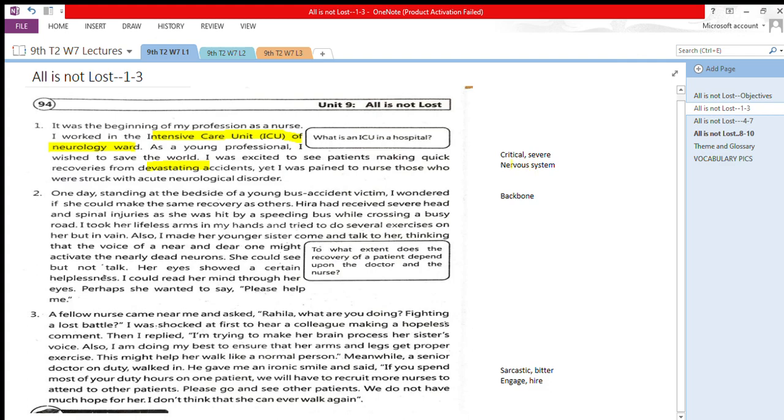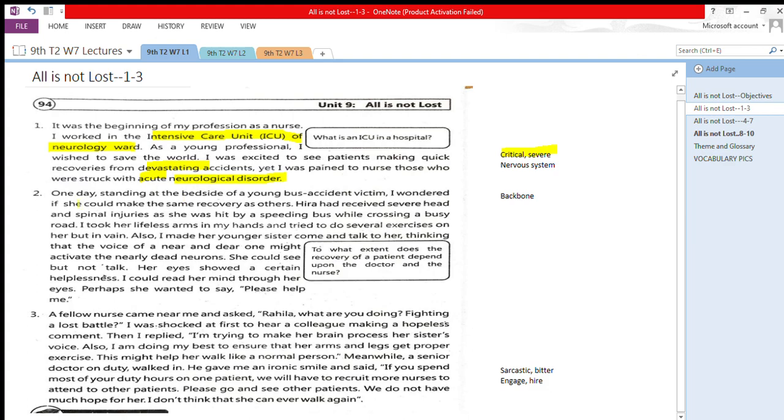Devastating means critical and severe situations. Yet she was paid to nurse, or to look after, those who were stuck with neurological disorders, where their nerve system was completely damaged. Acute also means very severe or critical conditions. So this is how she felt about her profession, or how passionate she was.